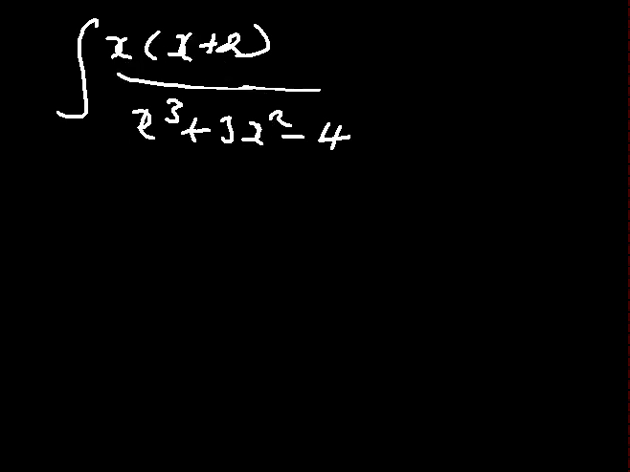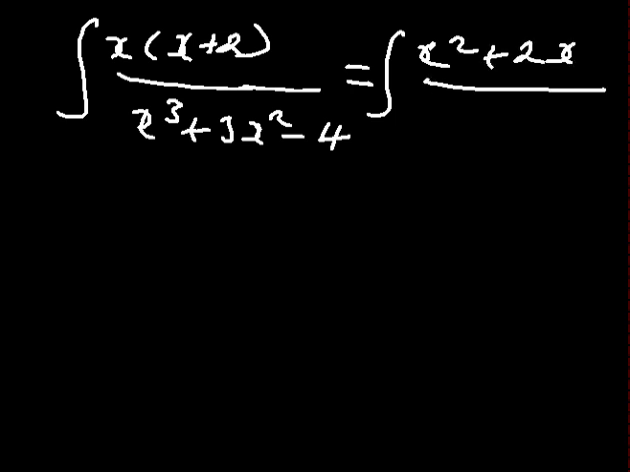So now the first thing is to re-express the expression, in the sense that we'll have the integral of, then we'll have to expand that one. That will be given as x² + 2x divided by x³ + 3x² − 4, and I should have dx at the end there.